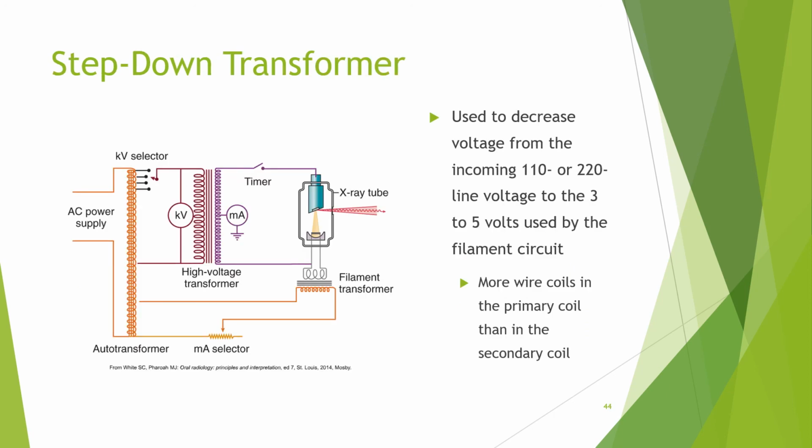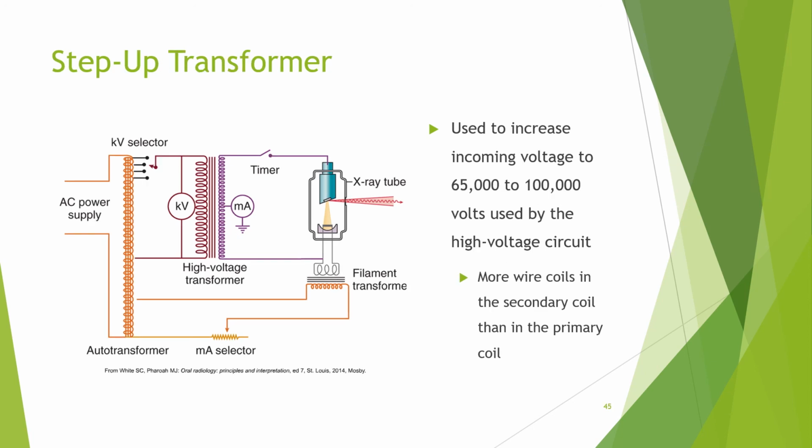Okay, so the step-down transformer is used to decrease voltage from the incoming 110 to 220 line voltage to the 3 to 5 volts that we use in the filament circuit. There are more wire coils in the primary coil than in the secondary coil, and the primary coil is what is slowing those electrons down, the electrons that are traveling in that circuit. It's going to slow them down so that only 3 to 5 volts are what's passing through the filament.